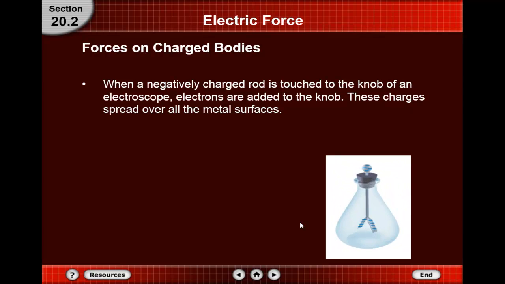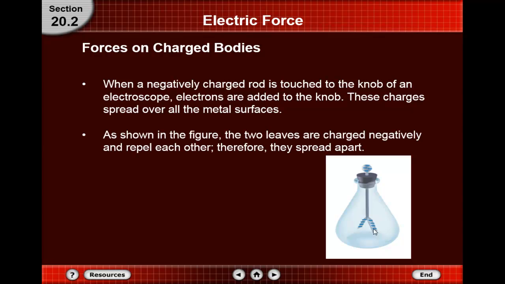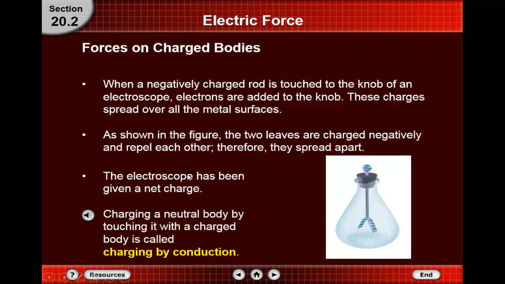So when a negatively charged rod touches the knob of an electroscope, electrons are added to the knob. This charge will spread over all the metal surface till it reaches the leaves. As shown in the figure, the two leaves are charged negatively and repel each other. Therefore, they spread apart. Charging a neutral body by touching it with a charged body is called charging by conduction.